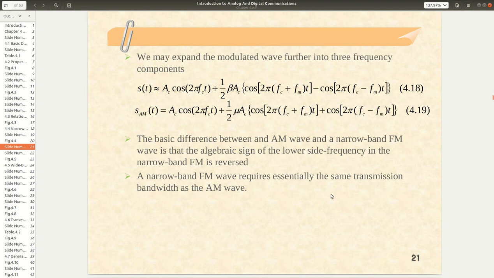So they take the same transmission bandwidth essentially.